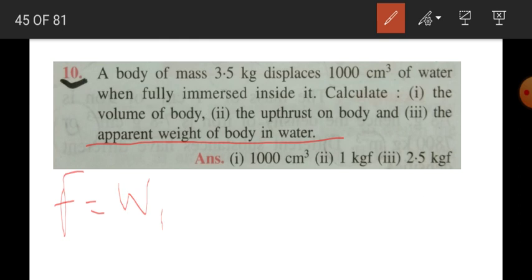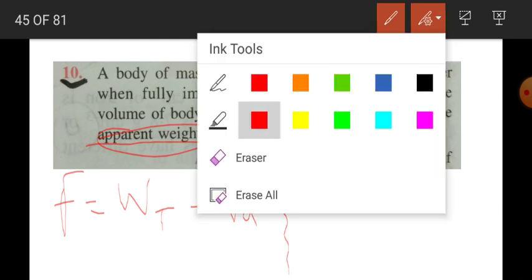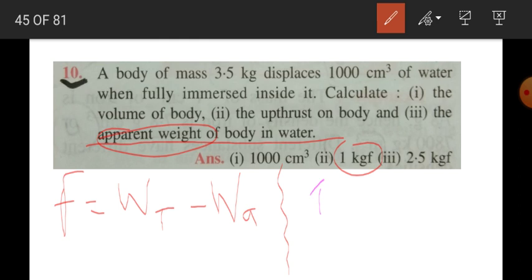True weight, let me write it as WT. Apparent weight WA. चलो ठीक है, apparent weight मुझे find out करना है. Up thrust I have got 1 kgf, right? So यहाँ पे solve करता हूँ. Up thrust मुझे मिला 1 kgf. अच्छा, ट्रू वेट दिया है क्या? यस, ट्रू वेट इज दिस, a body of mass 3.5 kilogram, that is true weight in air. So 3.5 kilogram means 3.5 kgf हो जाएगा वो, right?